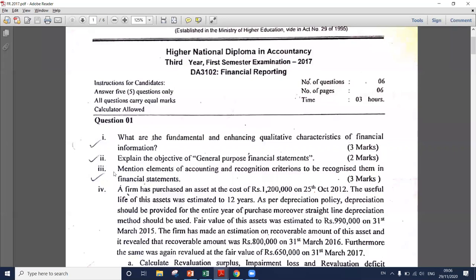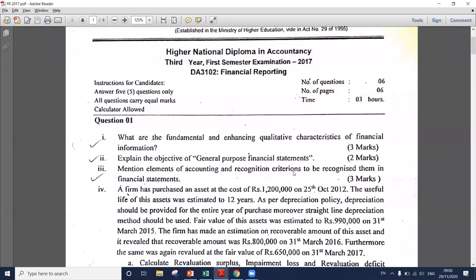And part three asks us to mention the elements of accounting and the recognition criteria to be recognized in financial statements. There are five elements. Don't mix up elements and components. Elements are assets, liabilities, income, expenses, and equity. Components are the parts of the financial statements. So the elements are assets, liabilities, income, expenses, and equity.